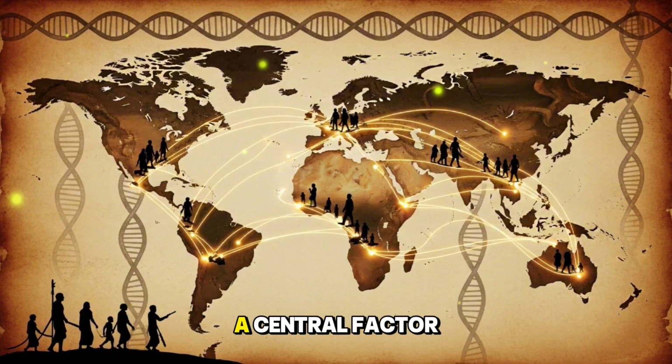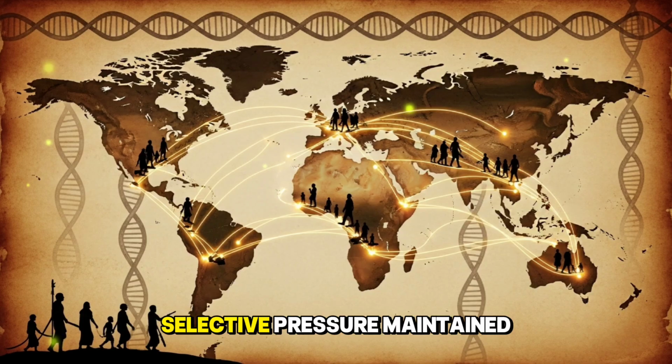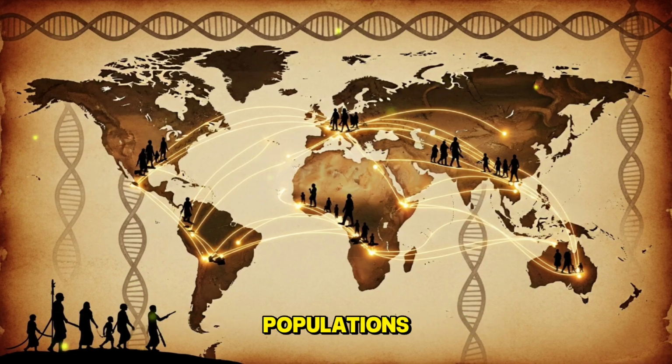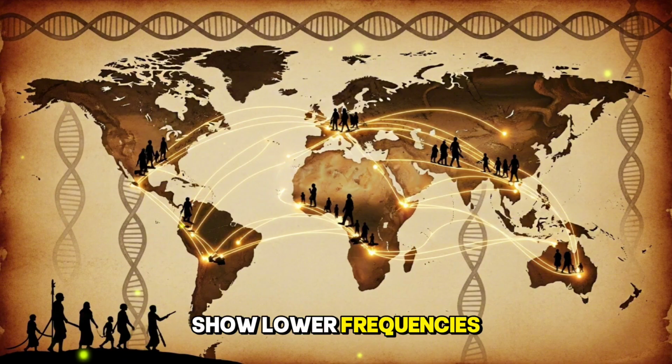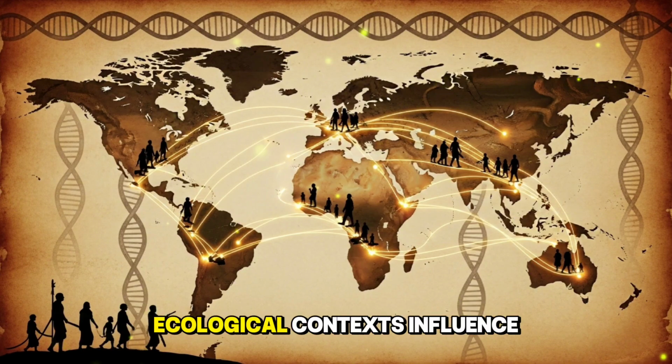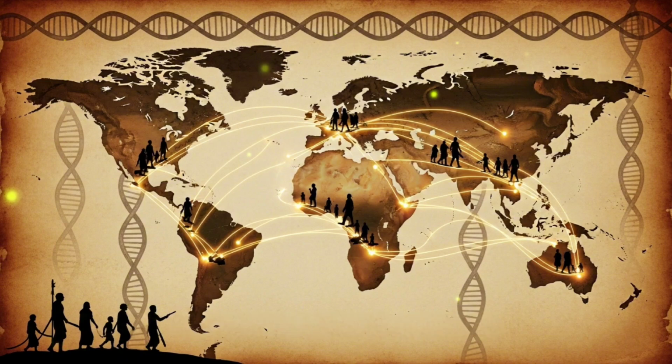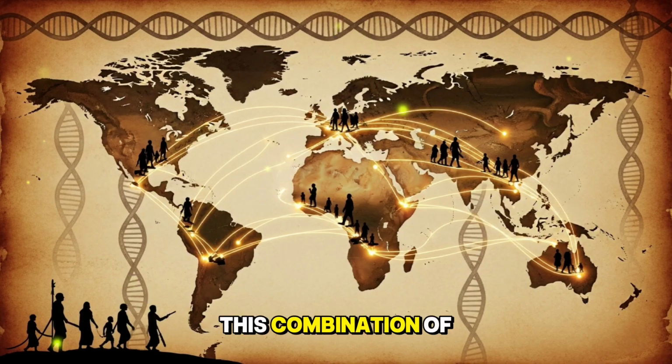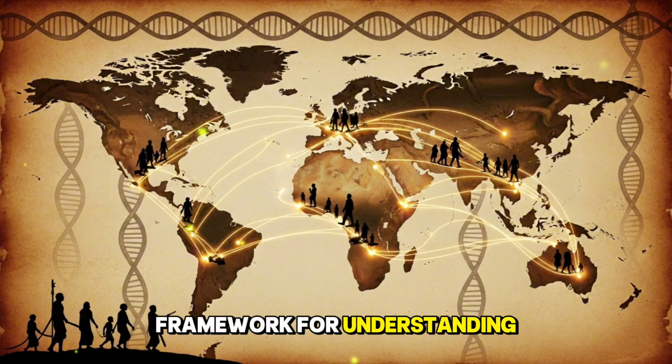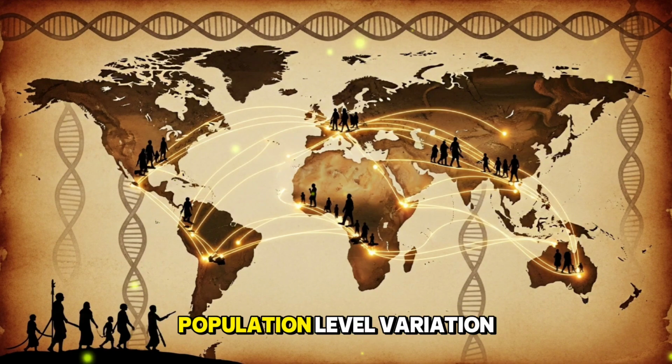Environmental pressures remain a central factor. As malaria persisted in tropical and subtropical climates, selective pressure maintained the allele within populations exposed to the disease. In contrast, regions without malaria show lower frequencies, illustrating how local ecological contexts influence genetic distribution. These patterns demonstrate how ancestry, environment, and historical migration interact to shape the global presence of the sickle cell allele. This combination of selective pressure and demographic movement provides a clear framework for understanding its geographic and population-level variation.